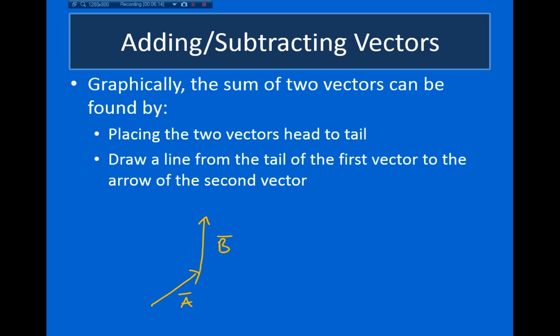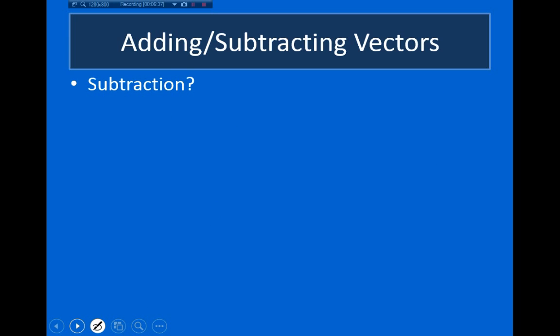And then the sum, the way you get this, is you draw a vector. It starts at the tail end of vector A, and it points to the arrow of vector B. So it's going to point like this. So this is vector A plus the vector B. Okay? So the sum, you just place the vectors head to tail, and then you draw an arrow from the beginning over to the end of them. So that's addition. How do we handle subtraction?